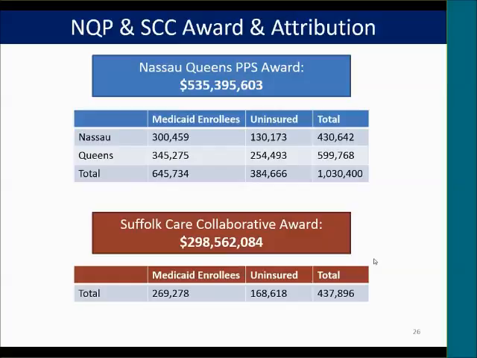In Suffolk, we have close to $300 million available over the next 5 years. Because it's just one county, we don't have the breakout between Nassau and Queens, but we do have approximately 270,000 Medicaid enrollees and about 169,000 uninsured. So we have about 438,000 total attributed members for the Suffolk County PPS.